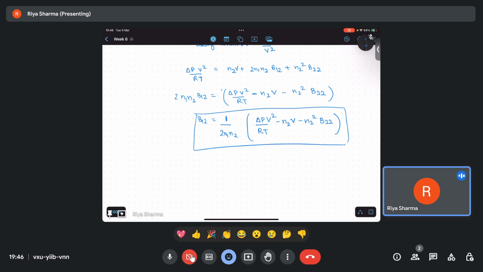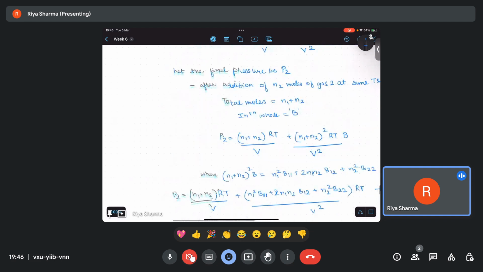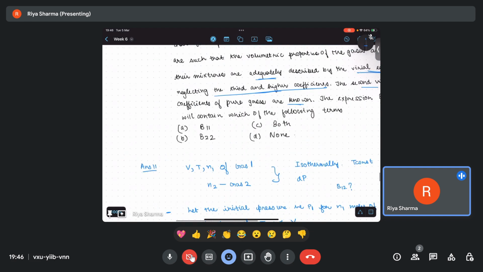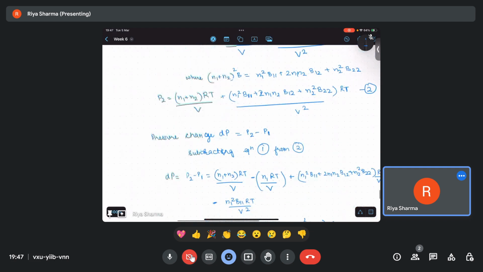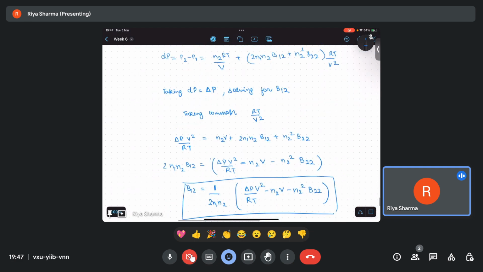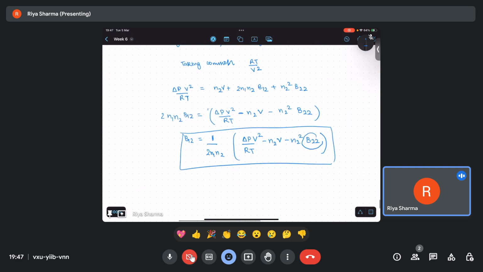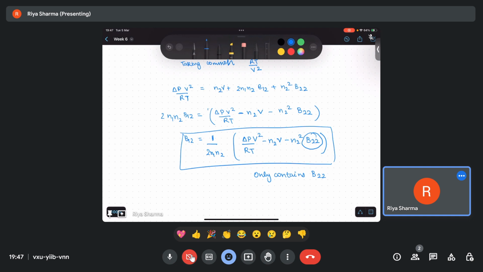So what does this ask? The question was asked, so we have found out this dP and all. So what does it contain? It contains only B22. If you will see, there is no role of B12. It only contains B22.